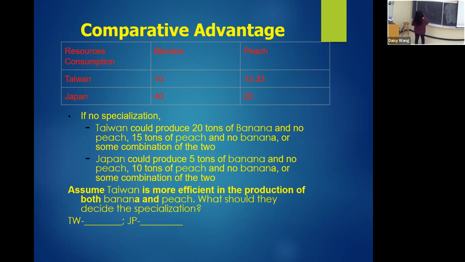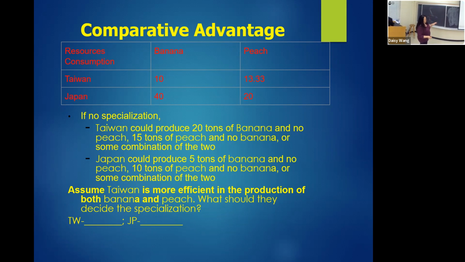So they still produce 20 tons of banana, but here I should actually change it. It should be somewhere like here. I think it's about 15. Could someone divide it, like use 200 divided by 13.33? Is it 15 or 16? 15, right? Yeah, so this is the new equation. And for Japan, the new equation would be like this. It would be 5 and then 10. Okay, like what you said.